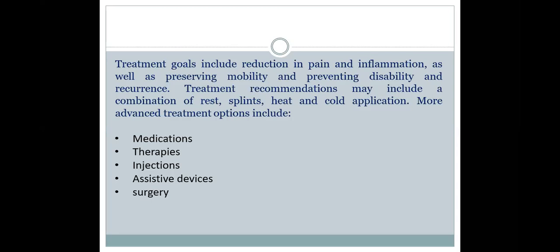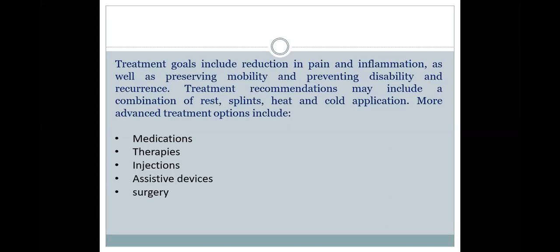These are the conservative management options which can be used for treatment. And if the conservative management like rest, splinting, and hot and cold application doesn't relieve the symptoms, the pain or inflammation, then other advanced treatment options can be used, which include medications, therapies, injections, assistive devices, and surgical management.